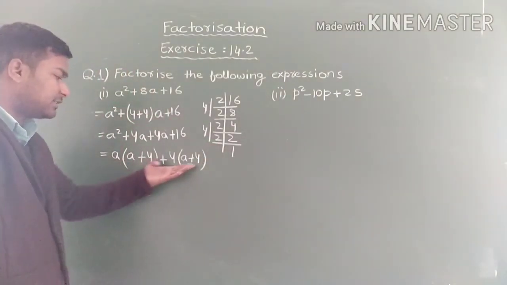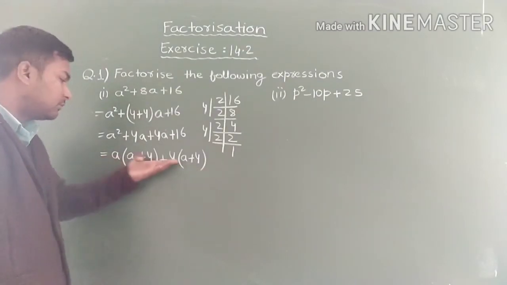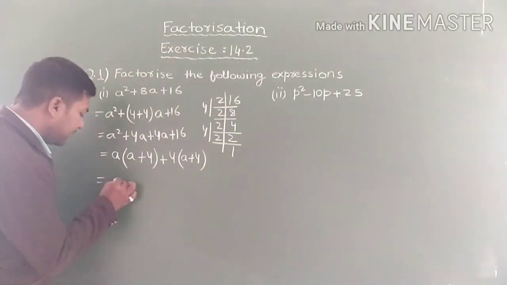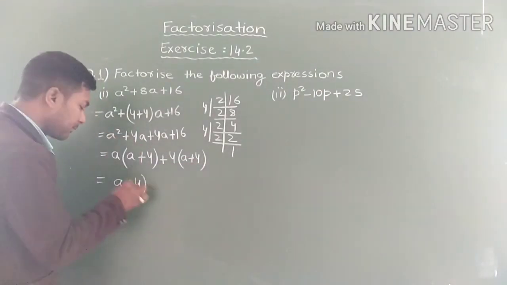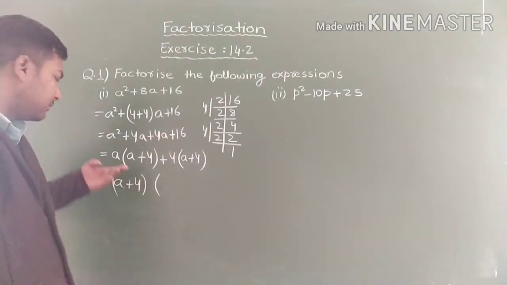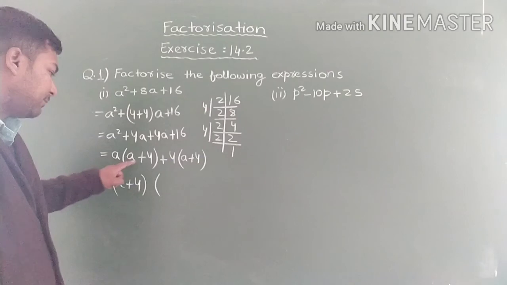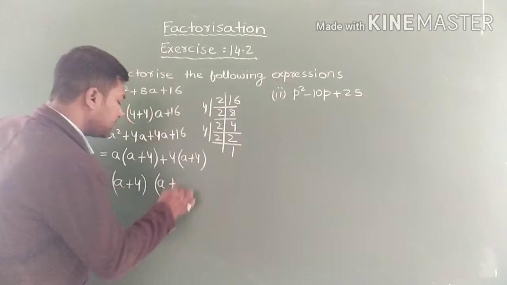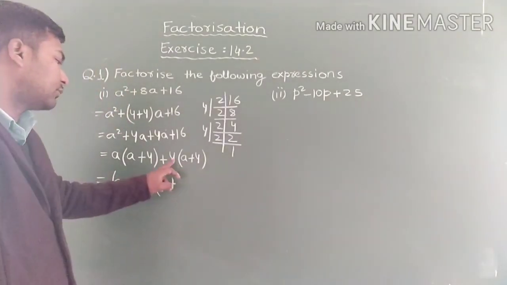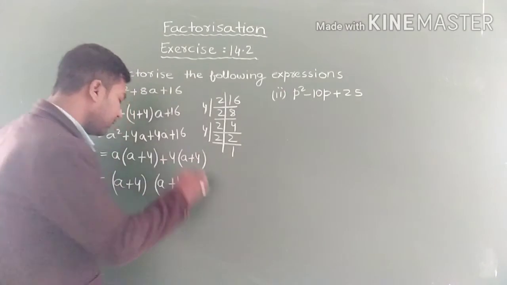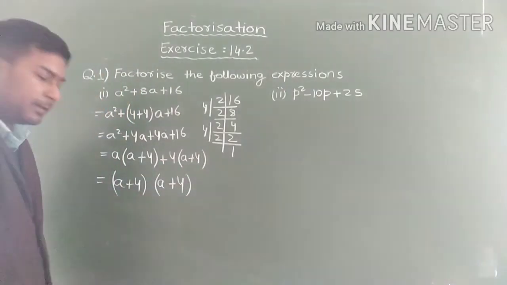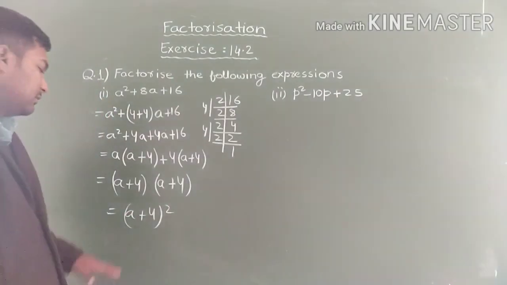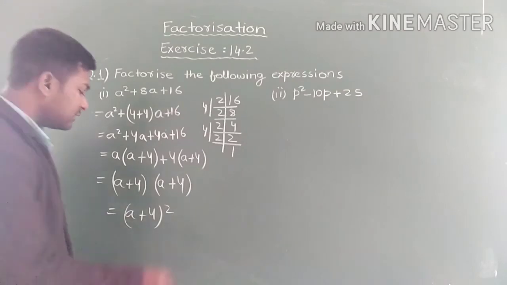Now this is the first term, this is the second term. In these two terms, what is common? A plus 4 is common. So just take common a plus 4. What is left in the first term? A is left. A plus 4 is common in the second, so 4 is left. So this is a plus 4 into a plus 4. It will be a plus 4 whole square. Now this is the answer.